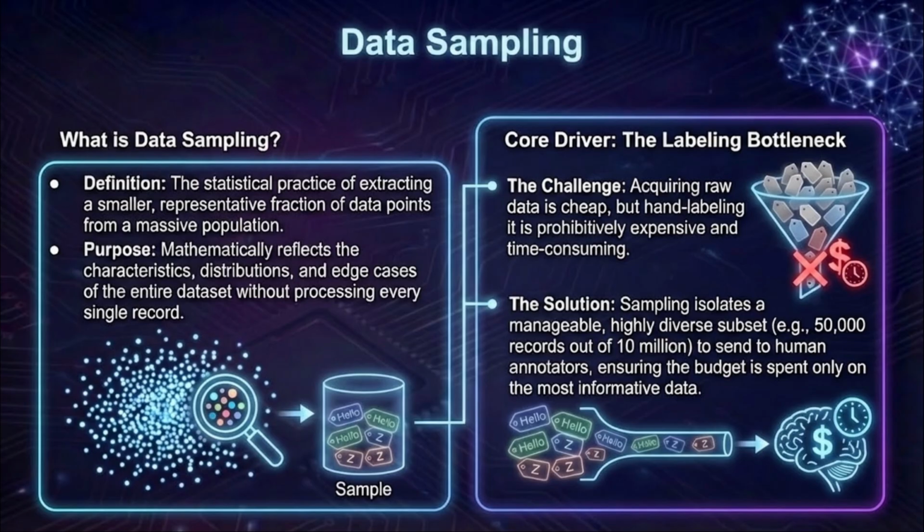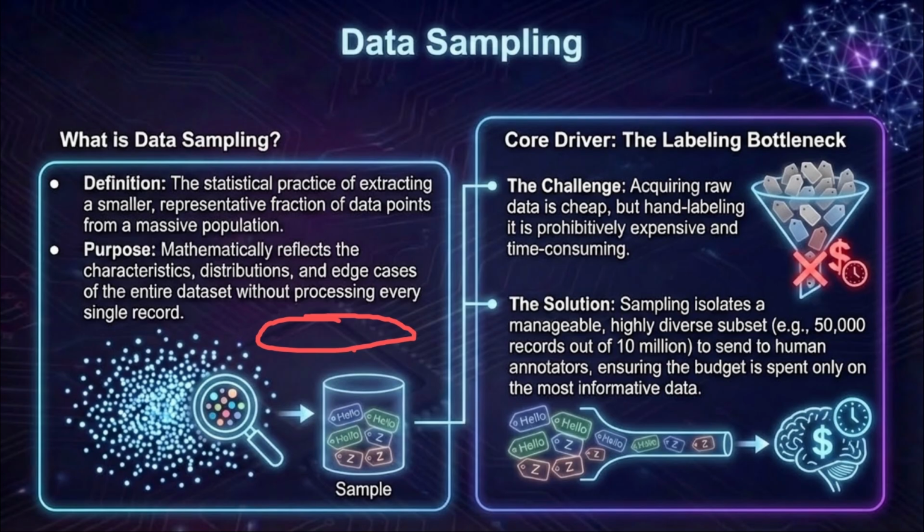Why is data sampling required? It is the statistical practice of extracting a smaller representative fraction of data points from a massive population. Let's look at the previous example of sign language interpretation. We have 10 million data points, right? But we do not have labels. So we had to sample some part of it, like 50K, which fits in our budget. Using that, we can make a high quality ML model.